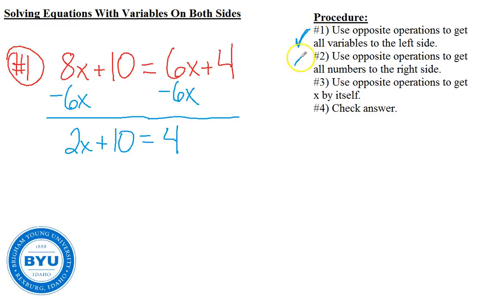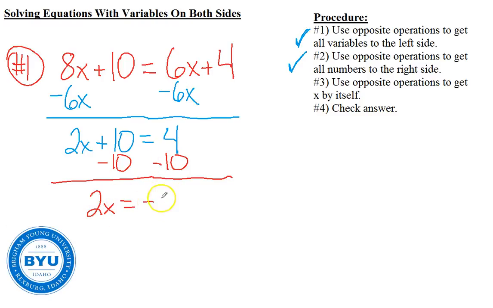Step number two here is we need to get all the numbers to the right side. So I've got this plus 10 here. I don't want plus 10. I'm going to go ahead and do the opposite operation. Opposite of plus 10 is minus 10. And I do that to both sides. So I'm left with 2x equals negative 6.